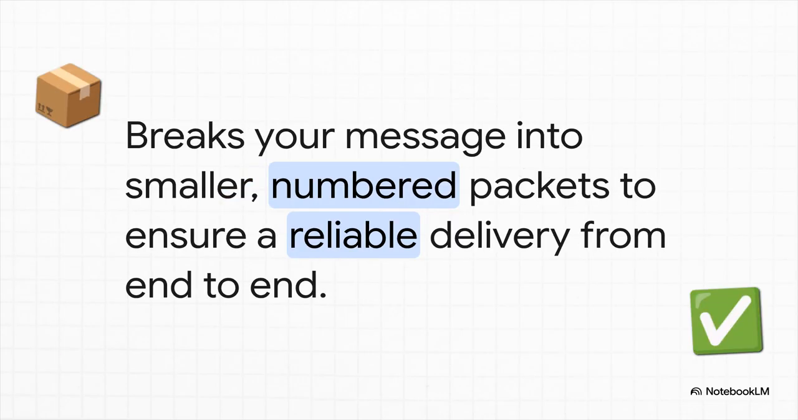Now, our message is ready, but it might be way too big to send as one giant file. So, layer 4, the transport layer, steps in. It's like a super efficient shipping clerk. It chops your email up into smaller, more manageable packets. And, crucially, it numbers each one. Why? Well, so that if a piece gets lost along the way, the receiving computer knows exactly which one is missing and can just ask for it again. It's all about making sure the delivery is 100% reliable.